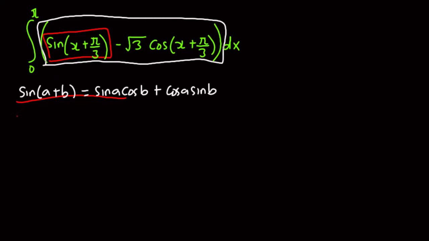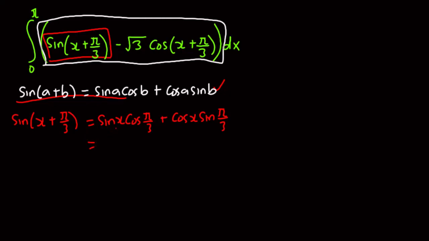So my sine of (x + pi/3), using this principle, gives me sine A, where A is x, so sine x multiplied by cos pi/3, plus cos x multiplied by sine of pi/3. Let me further break it down.